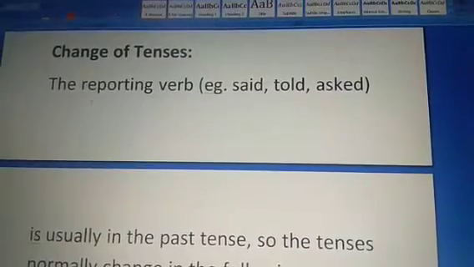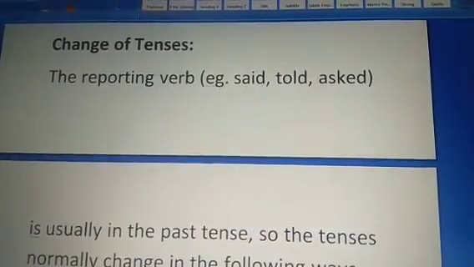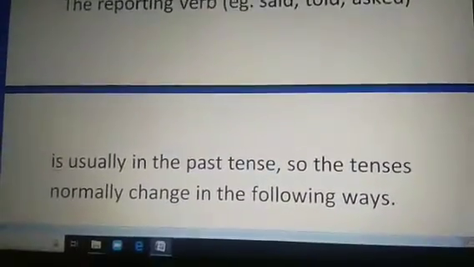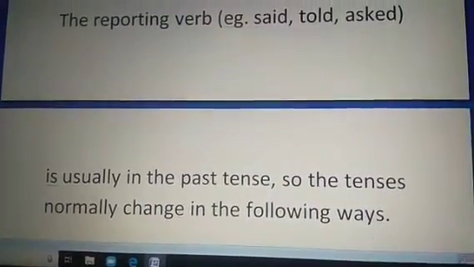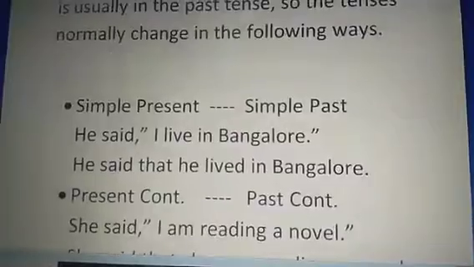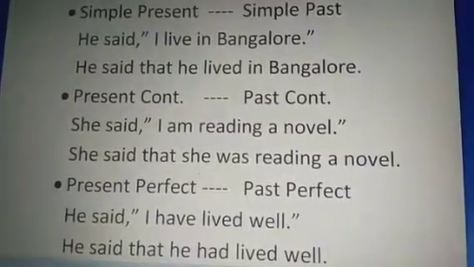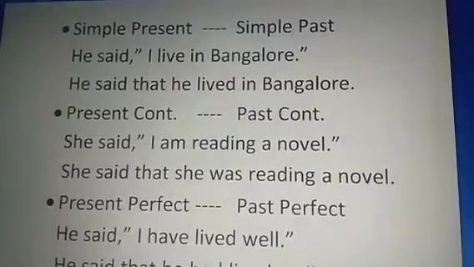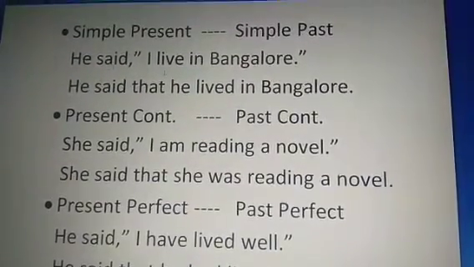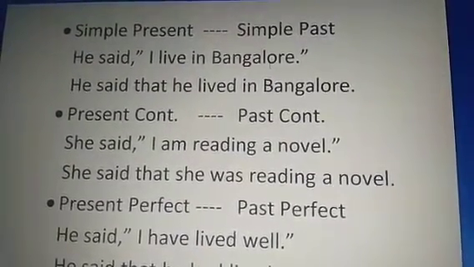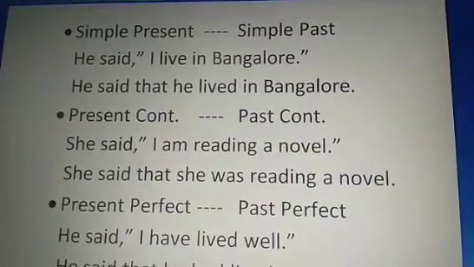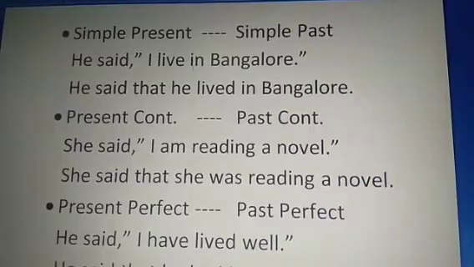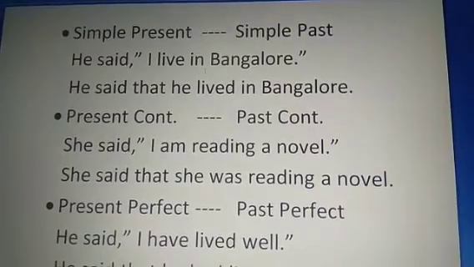Now, change of tenses. The reporting verb, as for example, said, told, asked, is usually in the past tense. So the tenses normally change in the following ways. And the first one is simple present is changed into simple past. And the example is, he said, "I live in Bangalore." Now let us analyze this particular example. He said, now said is the reporting verb and I live in Bangalore is the reported speech.